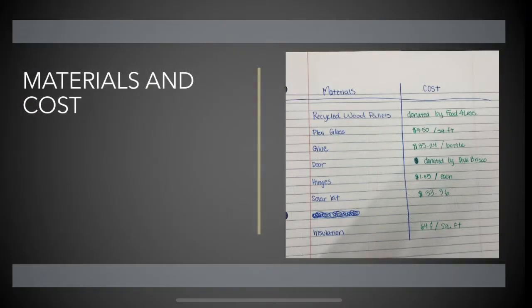Our materials include recycled wood pallets, which will be donated by my place of work, Food for Less, plexiglass, which has an estimated cost of $4.50 per square foot, construction glue, which goes for $35.24 per bottle. Our door will be donated by Del Briscoe, where my dad works, and he will also have foremen who will volunteer to help make the doors. Our hinges will come out to $1.85 each. We also have a solar kit, which goes for $33.36, and our insulation comes out to 64 cents per square foot.